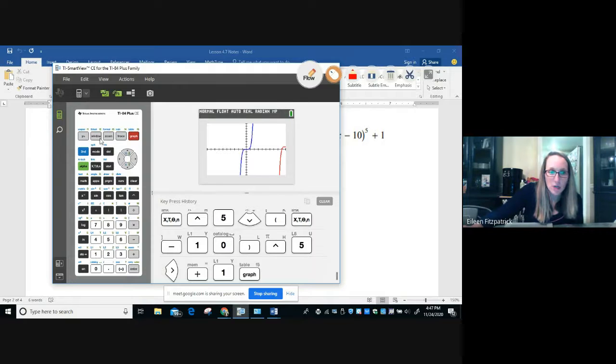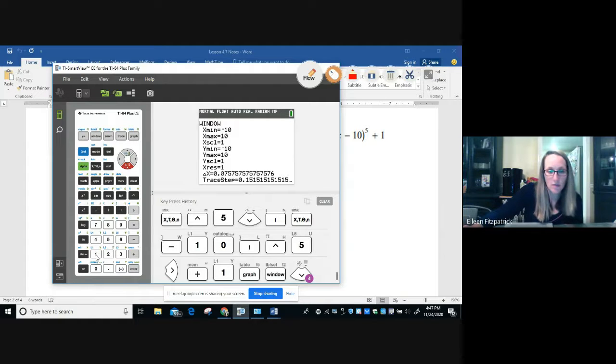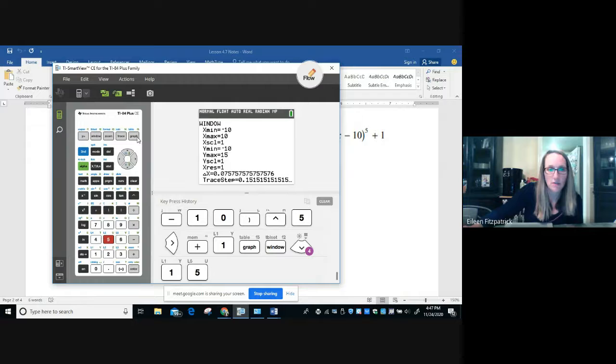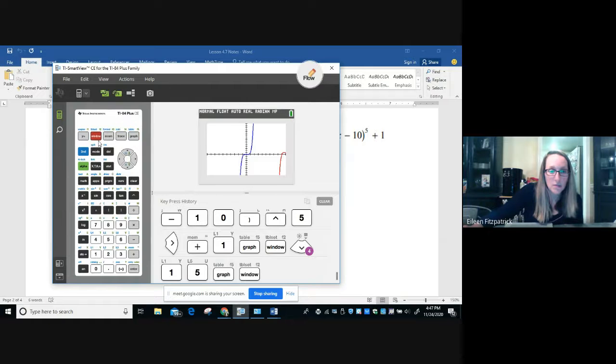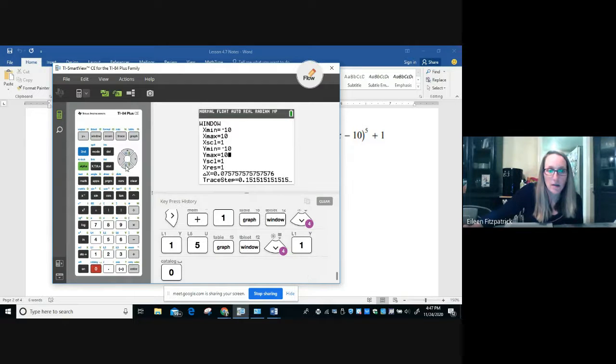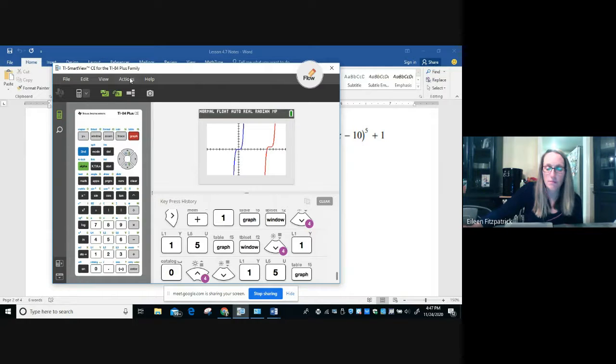Okay, and I might want to change my window. I'll just change my X max. Right now I can only see over 10 units. Maybe I'll just shift it and say 15. Oh, I need to go over more. I didn't think I would need to. Oh, well, that's because I changed the Y instead of the X. I need to change my X max to 15. I changed the wrong axis. Try that again. There we go. That's what I was expecting to see.